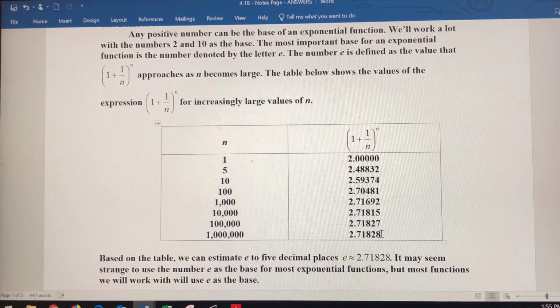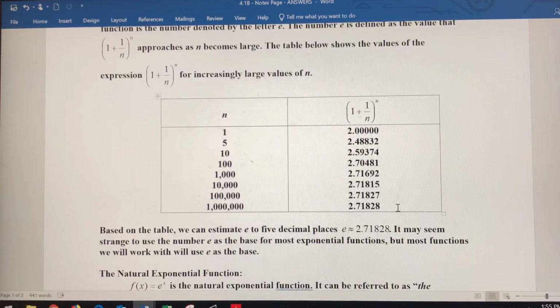And obviously, if you were to plug in 10 million, we would get closer to e. If you were to plug in 1 billion, we would get even closer to e, and so on down the line. But basically, you can estimate the number e to about 2.71828. Taking things out 5 places is a really good representation of the number e.